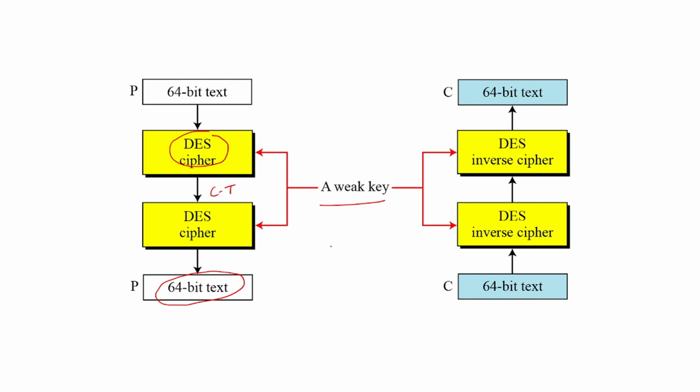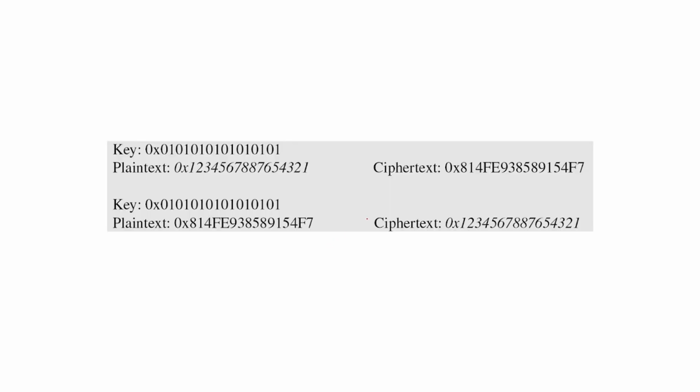Let us see a simple example. Here you can observe that the key is the same, the plain text is 1 2 3 4 5 6 7 8, some random plain text, and the ciphertext is there. If you perform encryption on this ciphertext with the same weak key, you will get the original text. That is the main drawback of weak keys.